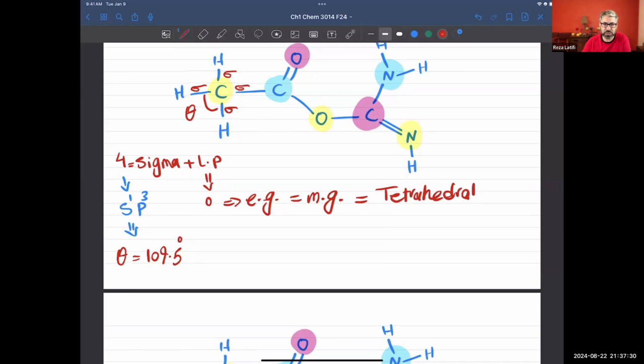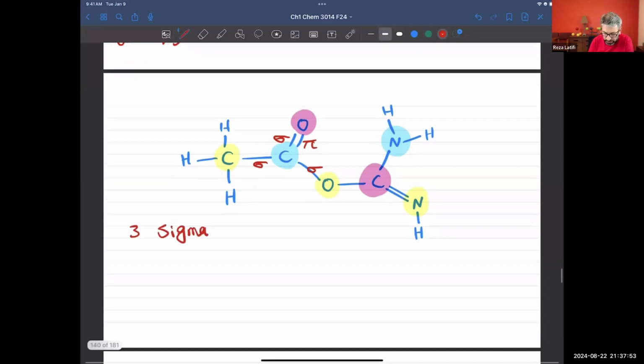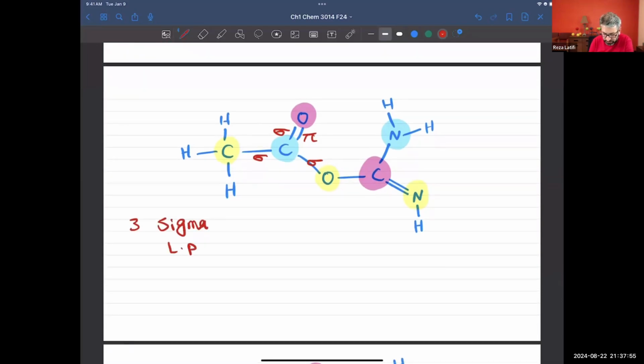Now let's switch to the second carbon. For the second carbon, we have 1 sigma, 2 sigma, 3 sigma, and we have a pi. We don't care about the pi. Clearly, carbon is octet. So we have 3 sigma, and how about lone pair? Lone pair, we have it equal to 0. So sigma plus lone pair, we got it equal to 3.